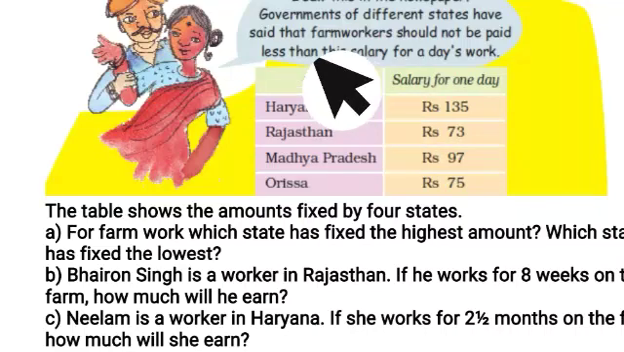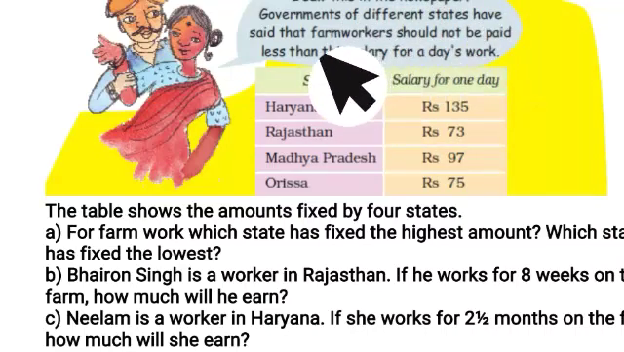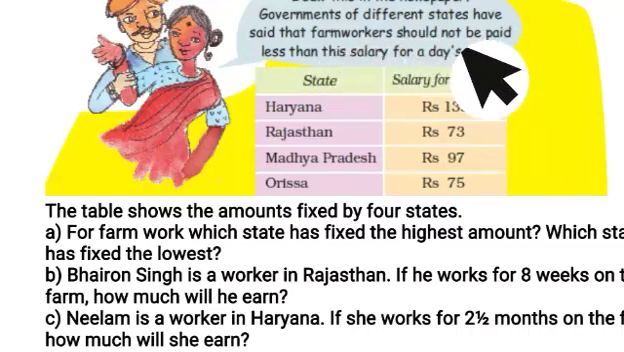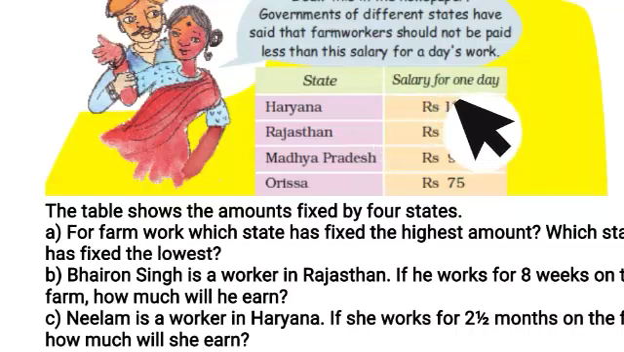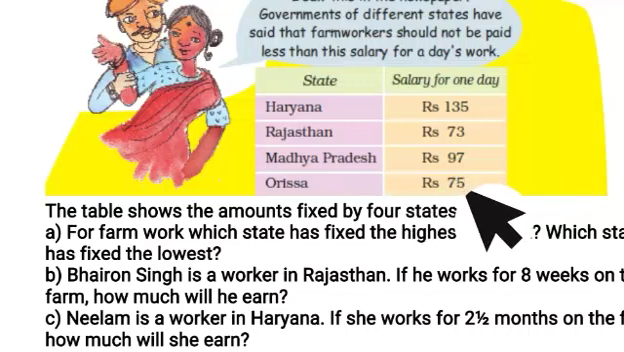Now this is one story. I saw this in the newspaper. Governments of different states have said the farmer should not be paid less than a set salary for a day's work. Haryana is saying that in one day they must get 135. Rajasthan government is saying that they must get 73. Madhya Pradesh is giving 97 and Orissa is giving 75 rupees for one day's salary.